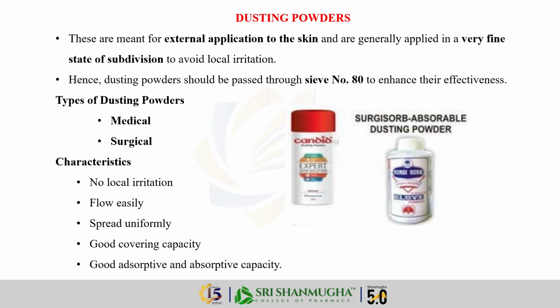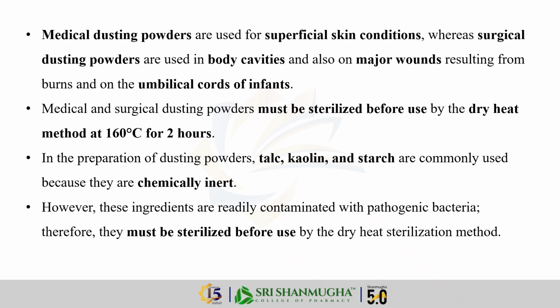absorptive capacity. The medical dusting powders are used for superficial skin conditions, whereas surgical dusting powders are used only in body cavities and also major wounds resulting from burns on umbilical cords of infants. Medical and surgical dusting powders must be sterilized before use by the dry heat method at 160 degrees Celsius for 2 hours. In the preparation of dusting powders, we use talc, kaolin, and starch, and they are chemically inert.